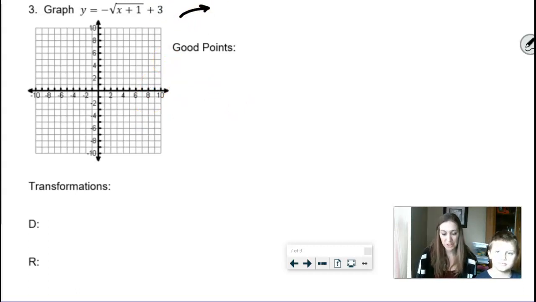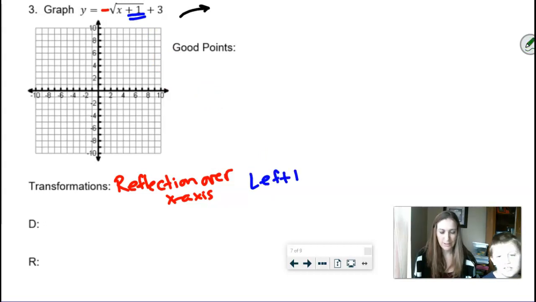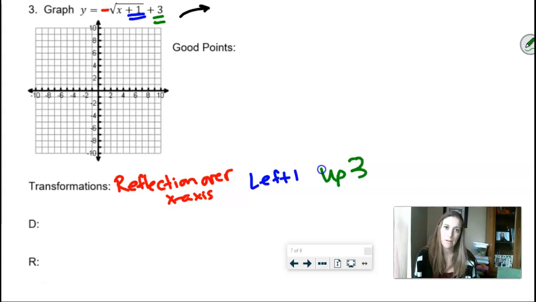But this one has a couple of transformations. First of all, it's got a negative in front. So it's going to have a reflection over the x-axis. And then this is going to be shifted left 1, and then this will shift it up 3. Left 1, up 3. That probably busted everyone's eardrums. Don't do that. All right.